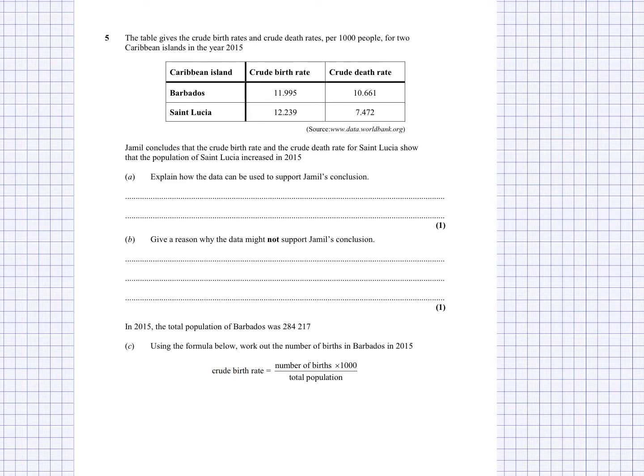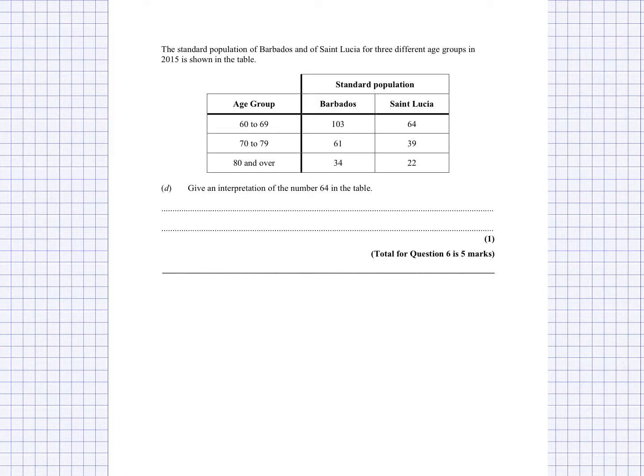And crude birth rate, I've actually got that here. So it's this number here for Barbados, crude birth rate is there, that can go there. Total population is here, make that an X or something like that, an unknown that you're going to be solving for using this equation. Okay, so this is the next part of the question.